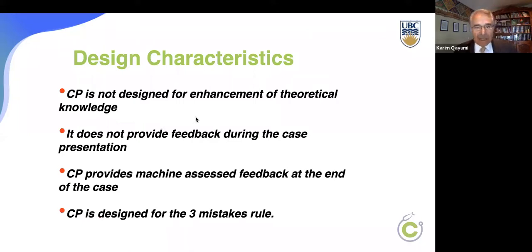The other design characteristics that we can mention is that CyberPatient is not designed for enhancement of theoretical knowledge. So please do not expect that CyberPatient will give you a lecture on what you do wrong, why you should do this and how you should do it. It is simulating a patient in a clinical environment and like a real life.